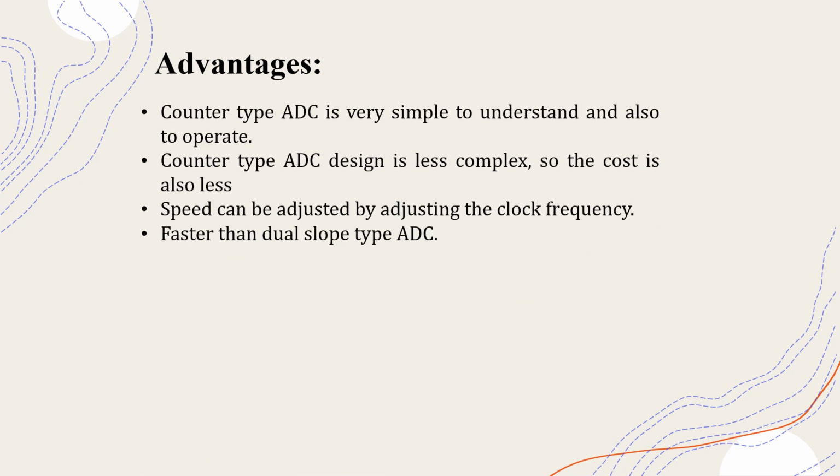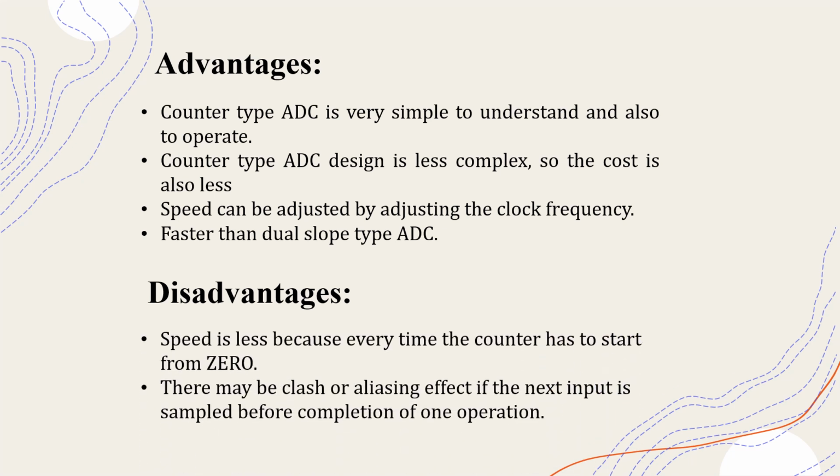So the advantages of this counter type ADC are that it is very simple to understand and also easy to operate. The counter type ADC design is less complex, so the cost is also less. It is cost efficient. Speed can be adjusted by adjusting the clock frequency, and they are faster than the dual slope type ADC.